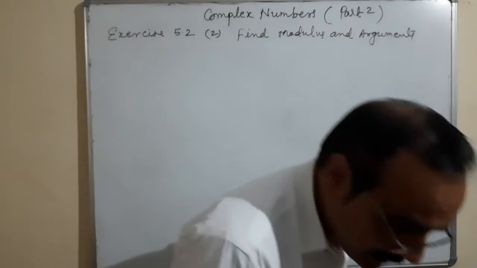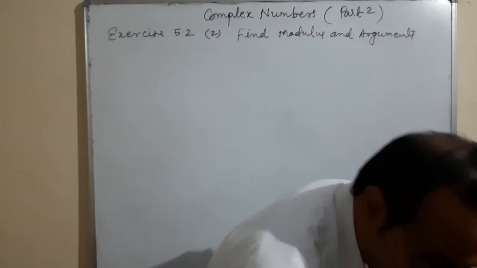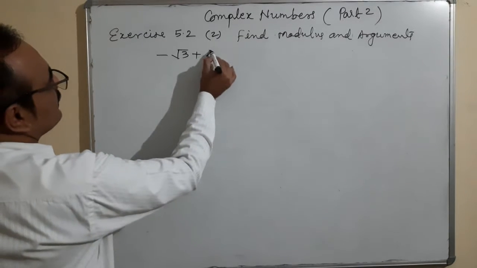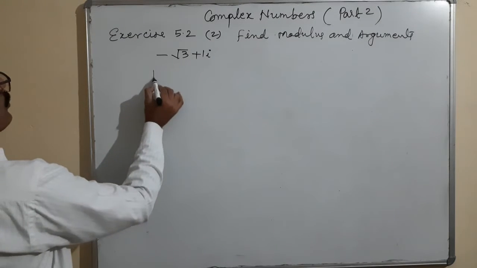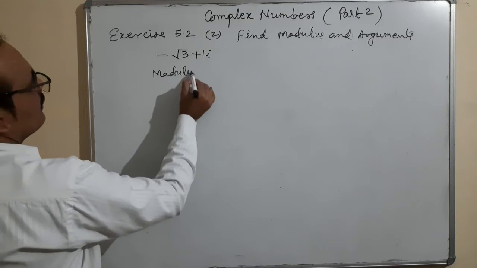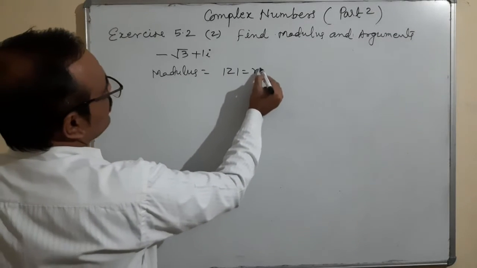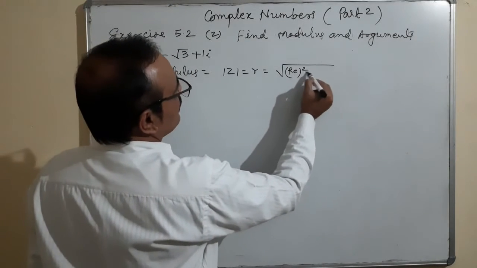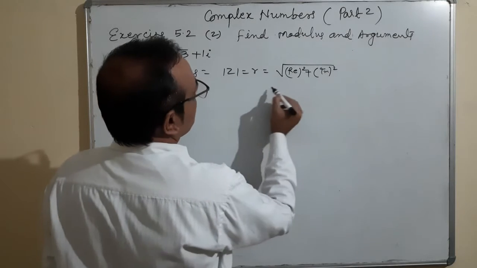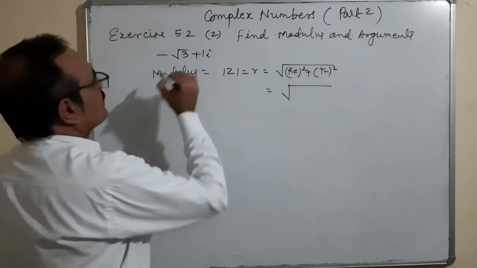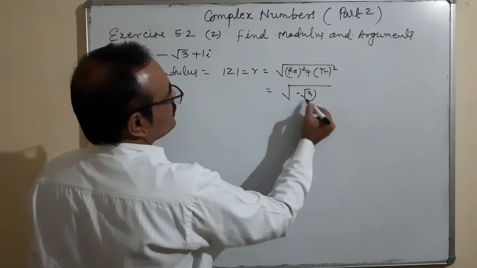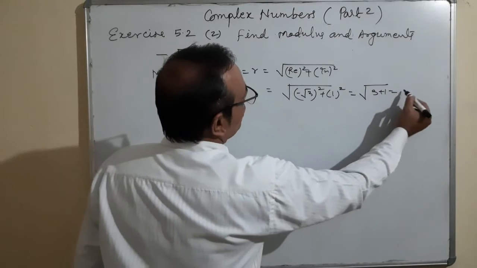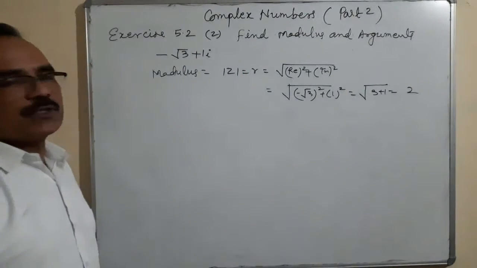Second question, it is given that z = minus root 3 plus I, that means it is plus 1I. Okay. First modulus, mod z is equal to r is equal to the square root of the square of the real part plus the square of the imaginary part. Real part minus root 3 whole square plus imaginary part 1 square. Again it is 3 plus 1, 4, that means it is 2. So the value of r is equal to 2.